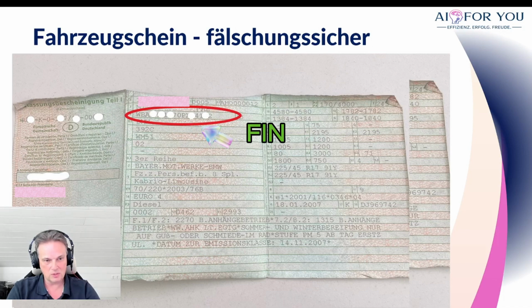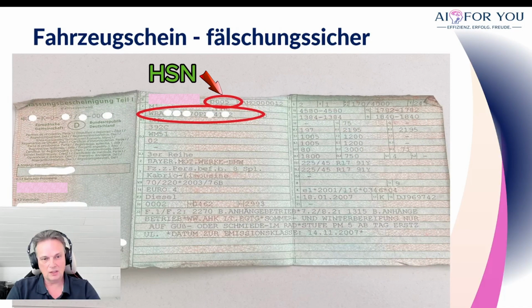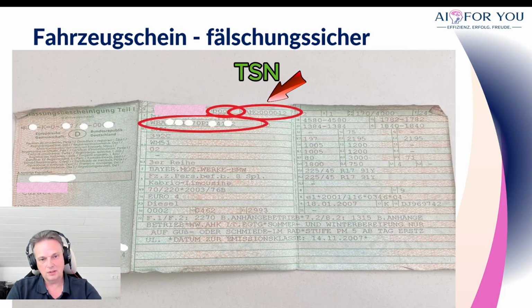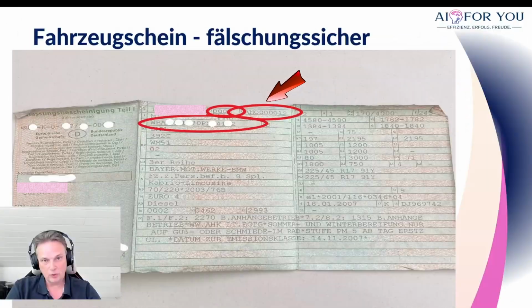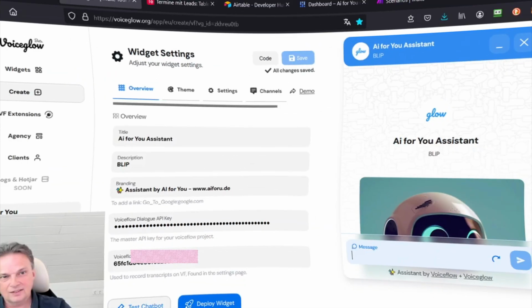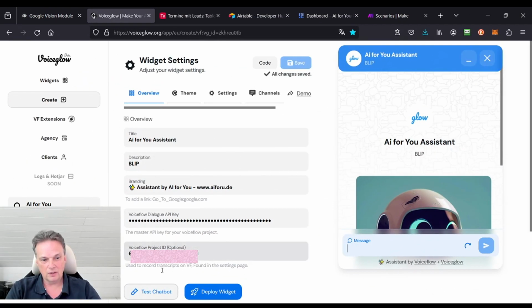What we need is the FIN, the Fahrzeugidentifikationsnummer. This is the car vehicle registration number. Then we need the other 2 numbers that are basically TSN and HSN. The HSN is the manufacturer key number and the TSN is the type number. So let's have a look at it.